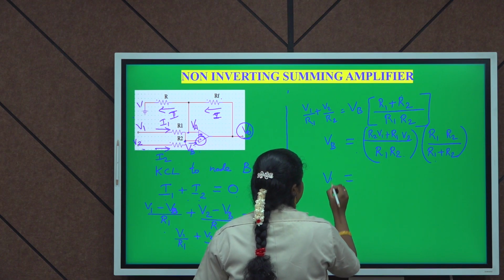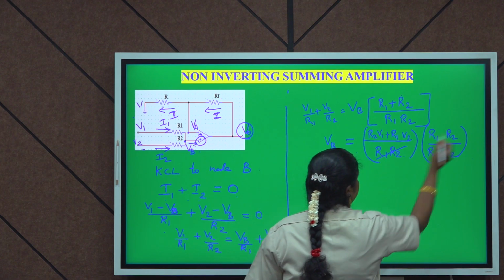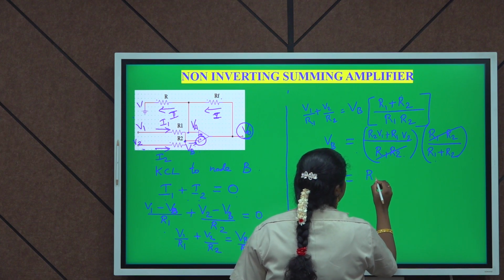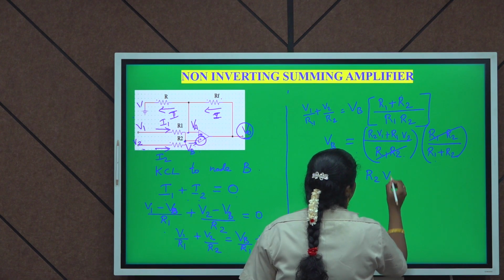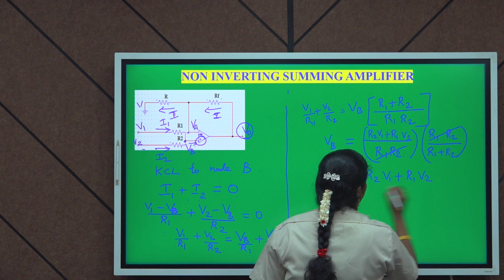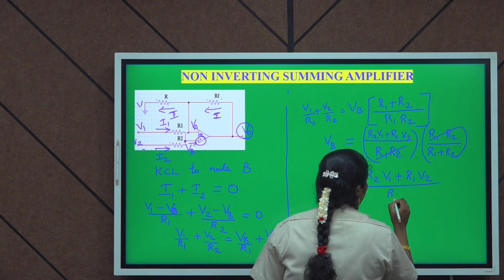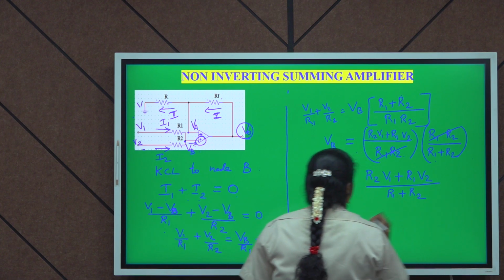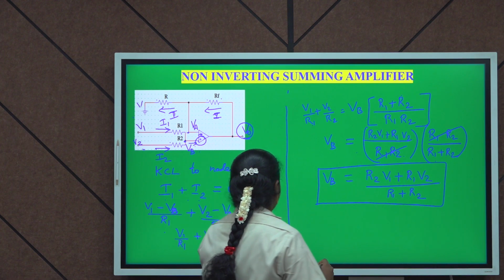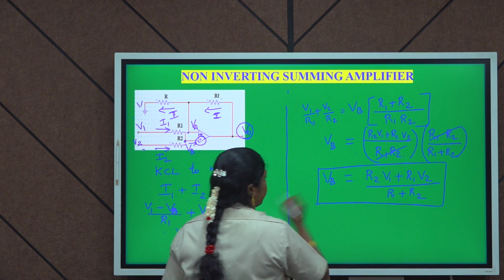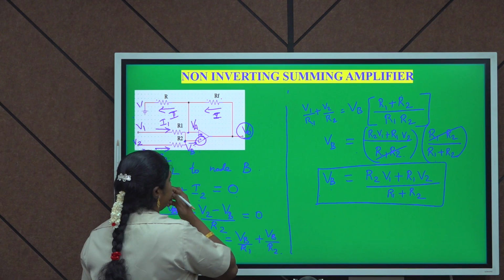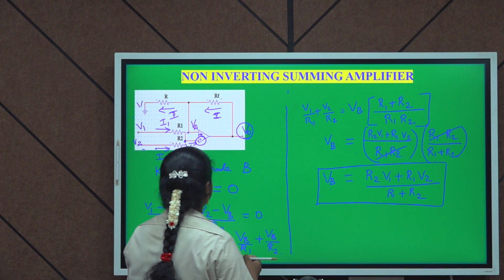So we can write VB is equal to, these two terms will get cancelled, R2 V1 plus R1 V2 divided by R1 plus R2. So this is the potential that we have obtained at VB.